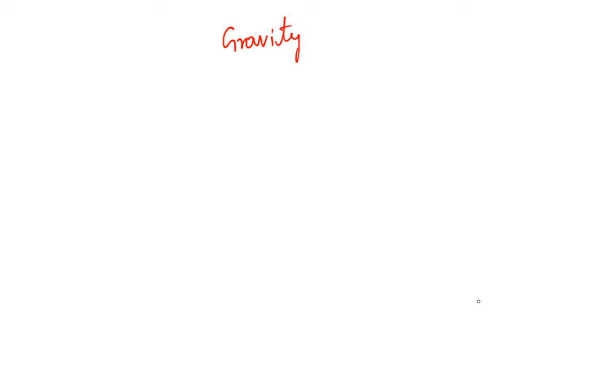Well, so we'll start a new topic today, which is gravity. And we have talked all along that there's a force of gravity which acts downward on a mass m, and this force of gravity is given as mg. Now, what is the origin of this?